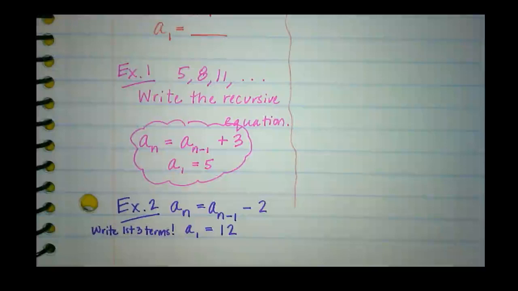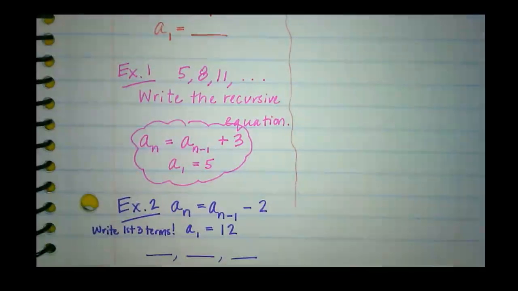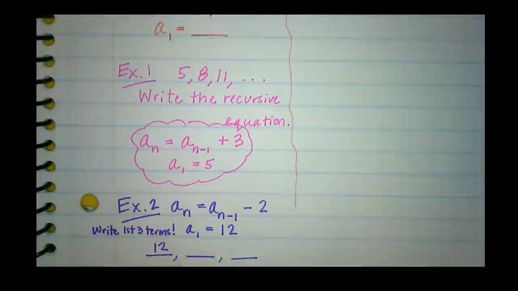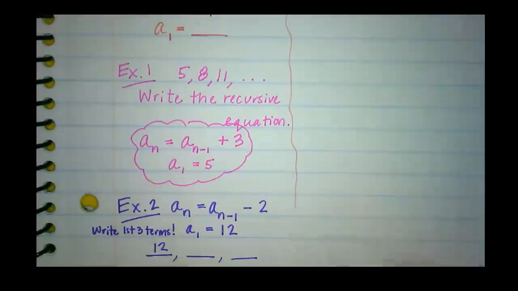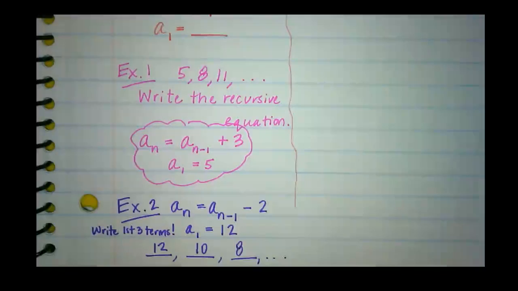All right, so looking at this information, I know that to get from one term to the next, I have to subtract 2. So I have to subtract 2, subtract 2, subtract 2. But if I wanted to write the first 3 terms, I need to know where the pattern starts. And this sequence is starting at 12. So I know that the first term is 12. And now I know to get every number after that, I need to subtract 2. So the next one would be 10, the next one would be 8, and so on. So that's the recursive form.